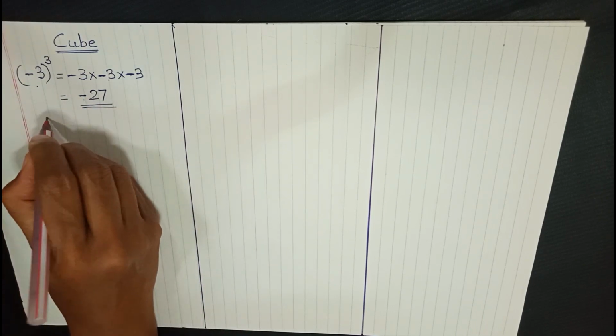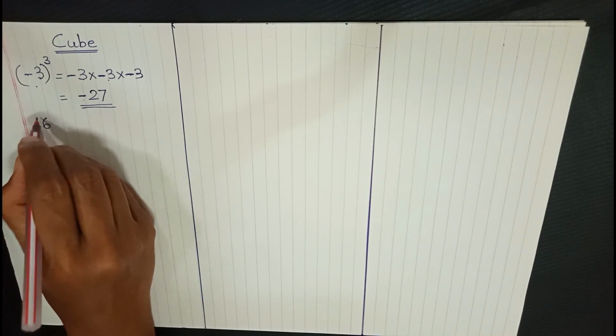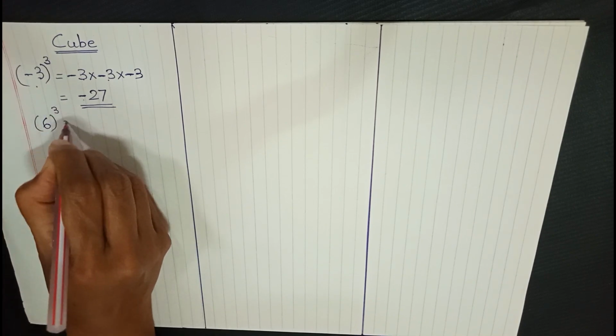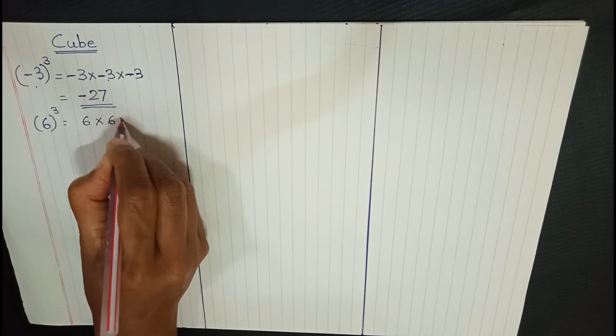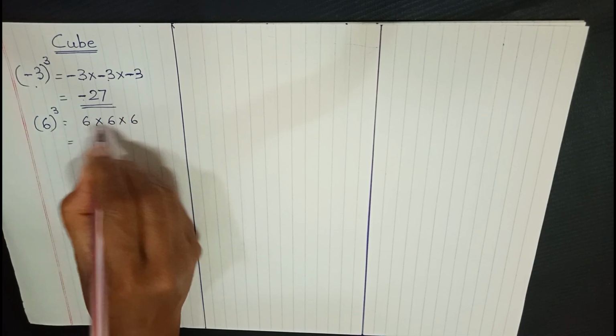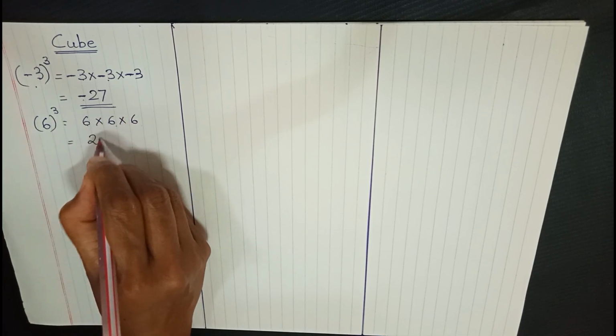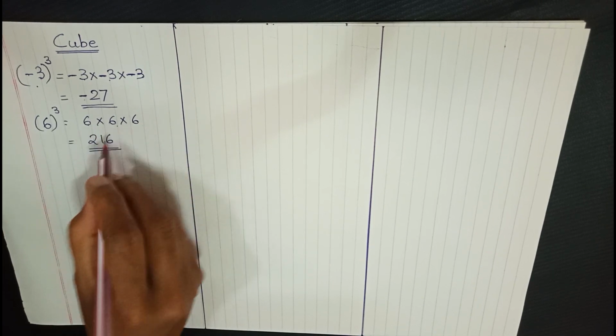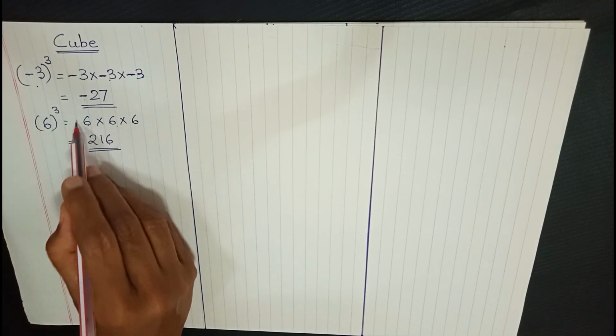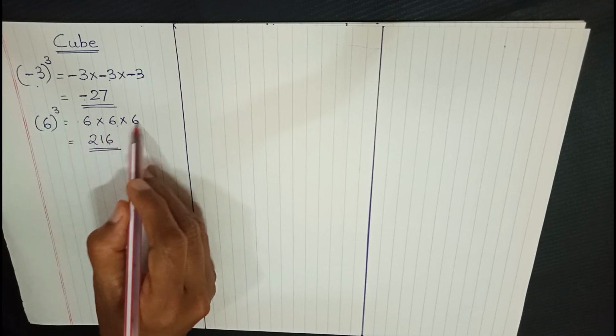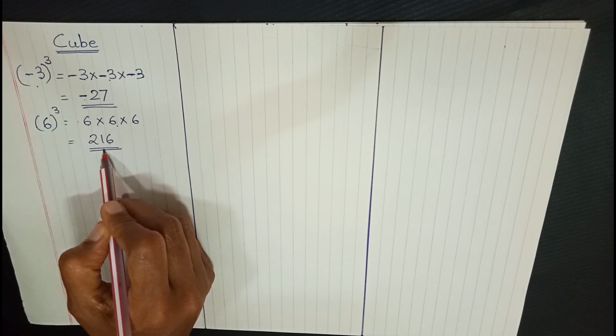Now let's take a positive number. Let us say 6. I want to find out the cube of 6. Then again what we do is we multiply it 3 times. So 6 sixes are 36, 36 sixes are 216. So 216 is the cube of 6. Now 6 is a positive number, so we get our cube also as a positive number.